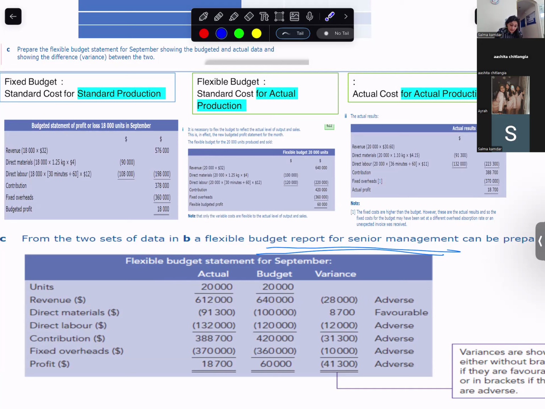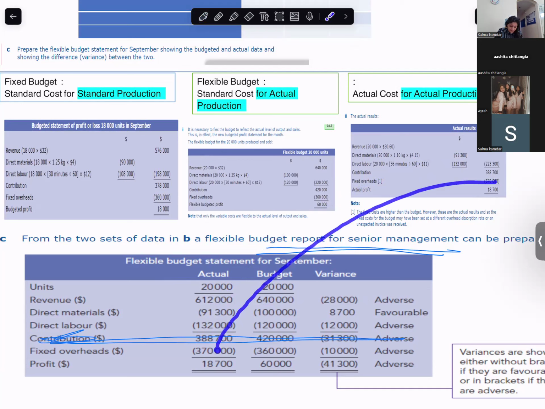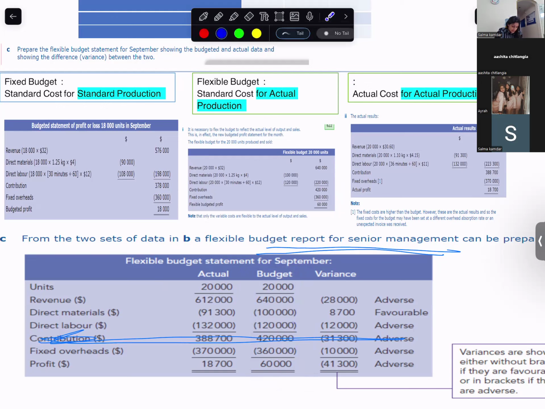Similarly, you will write your actual figures for direct material costs, direct labor costs. I don't need contribution, we will avoid contribution. Fixed overheads. Are you with me? And you will write your flexed budget over here: flex budget, direct material cost, direct labor cost, and fixed overheads. And you will see. Let's do it.